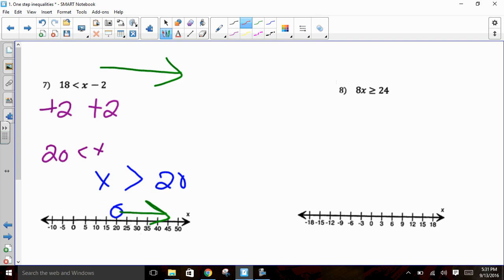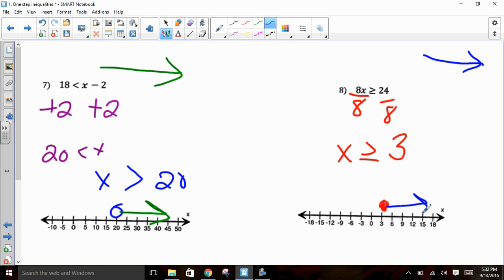Number 8. I see I have 8 times x, so I'm going to undo my multiplication with division. 24 divided by 8 gives me 3. I'm going to find my 3 and put a closed circle above it because it is equal to. That line underneath means "or equal to." It is included, so I need to include it. I'm going to take my greater than sign off to the side, turn it into an arrow, and shade it to the right.